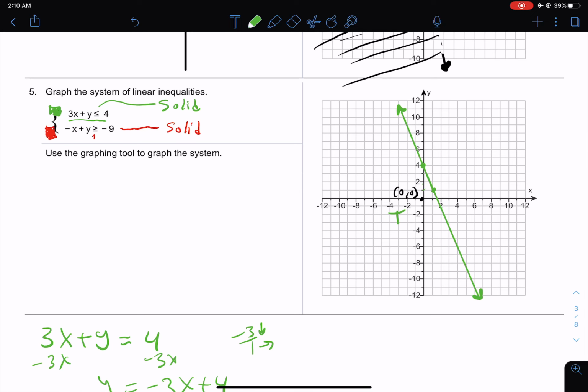Now I'm gonna shade very sparingly, because remember the solution is gonna be the double shaded region. So if you just go crazy and shade like crazy now, it's just gonna be such a mess. So I've got my green inequality done. Now I need to do the red one.